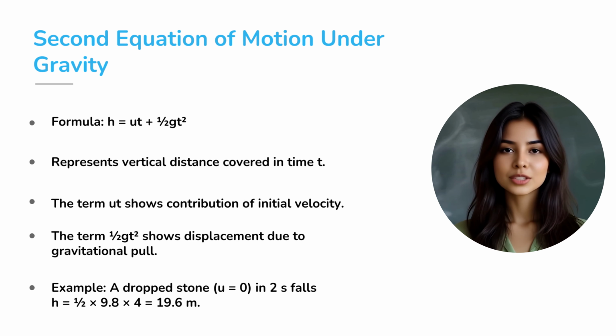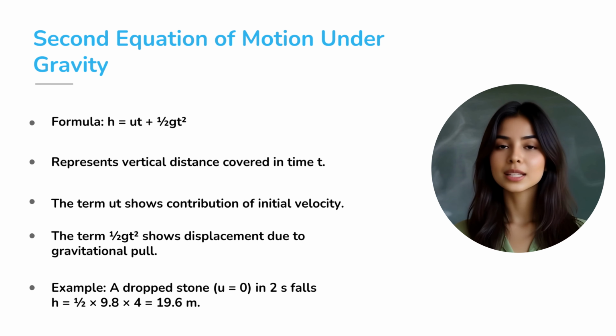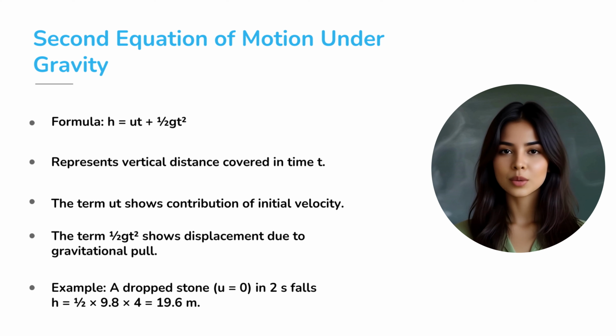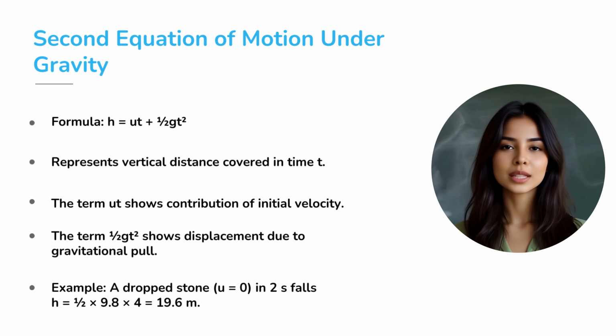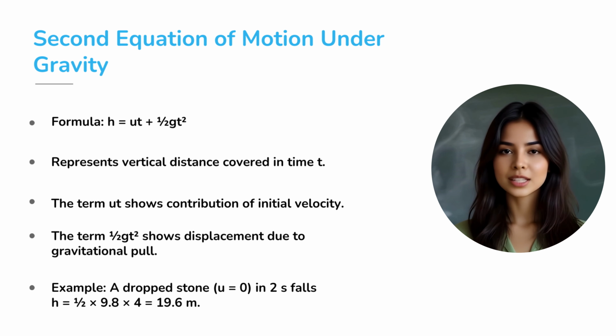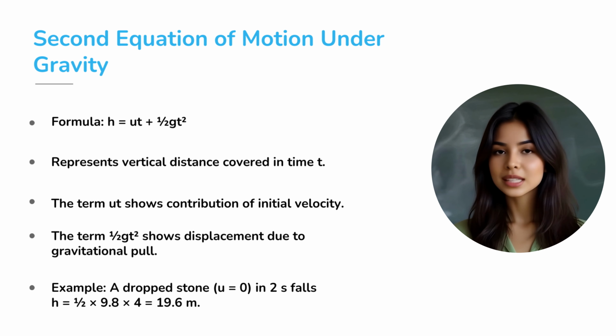Now let's look at displacement. The second equation under gravity is h equals ut plus 1 by 2 gt squared. This gives the vertical distance traveled in time t. The term ut accounts for the motion due to initial velocity, while the term 1 by 2 gt squared shows the additional distance gained due to gravity.